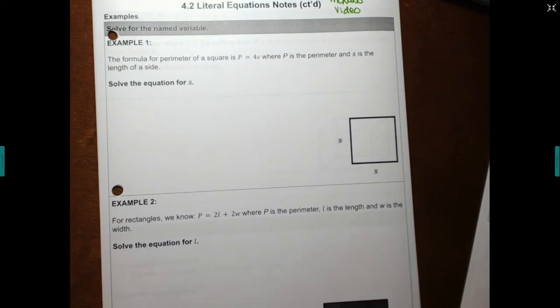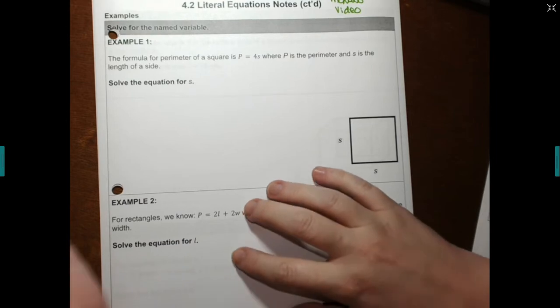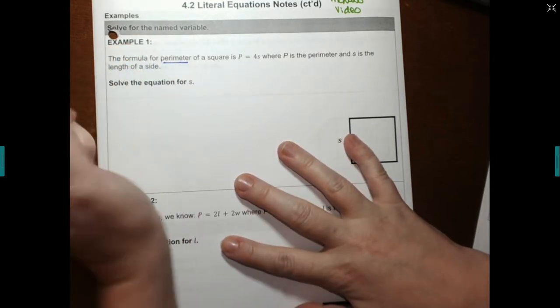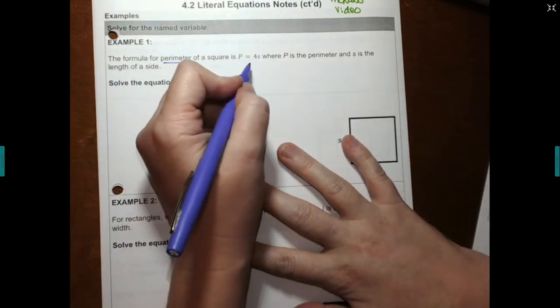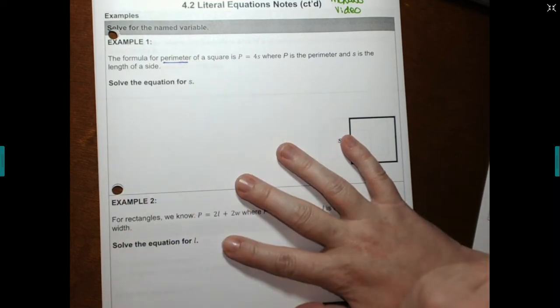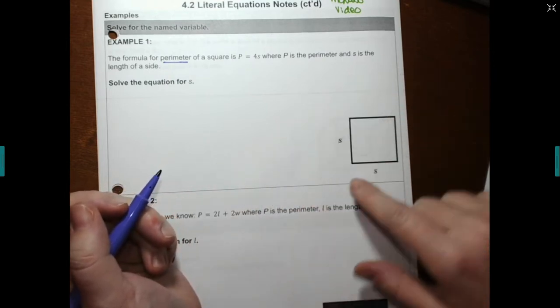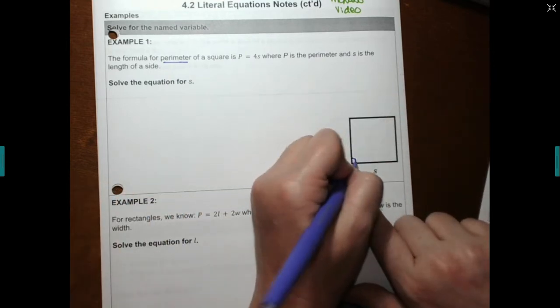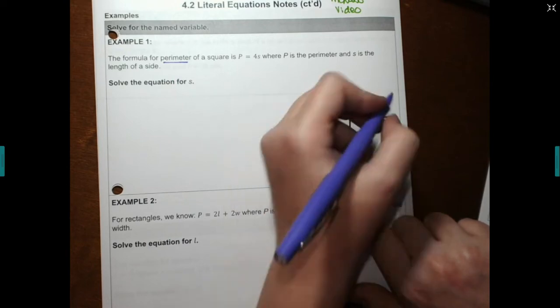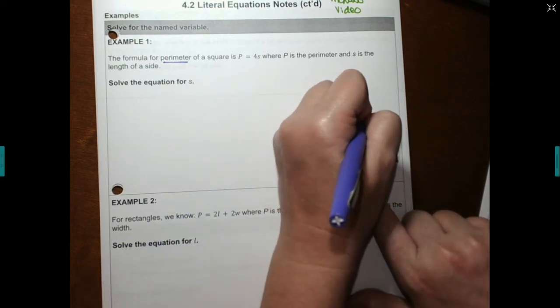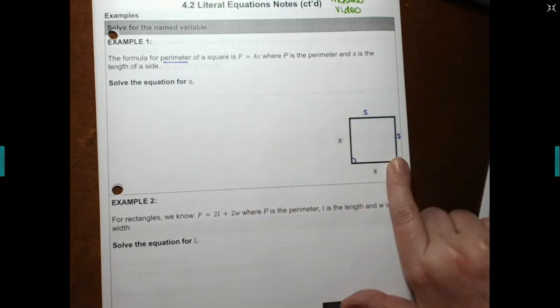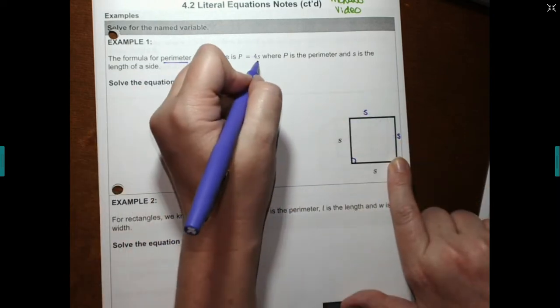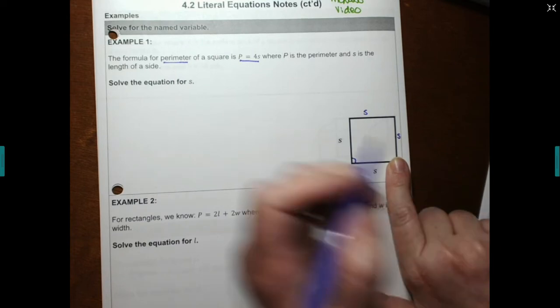So today for our examples, we're solving for the named variable. For example 1, the formula for the perimeter of a square is P equals 4s, where P is the perimeter and s is the length of a side. And something to remember about squares is that they all have the same angles, right? And all of their sides are the same length. So the formula is P equals 4s.